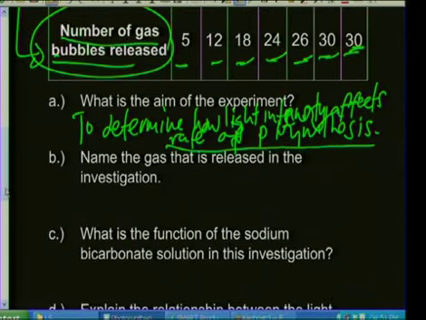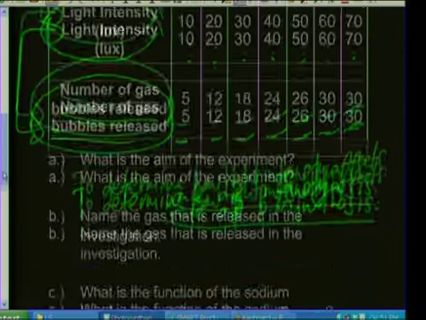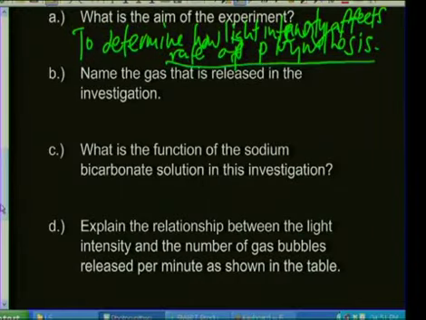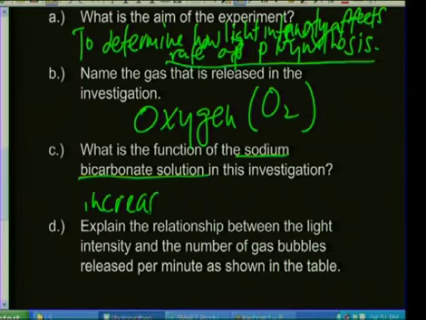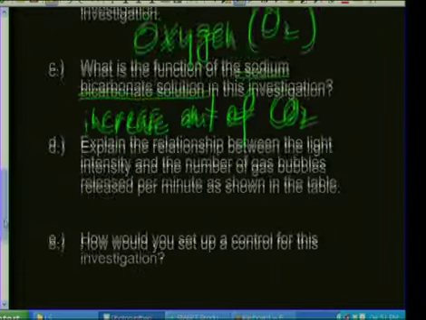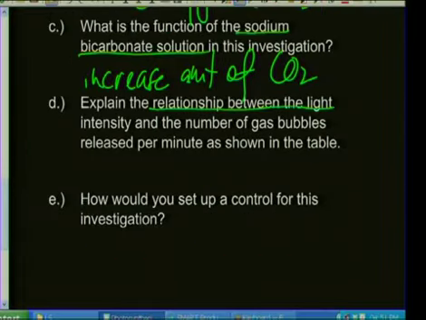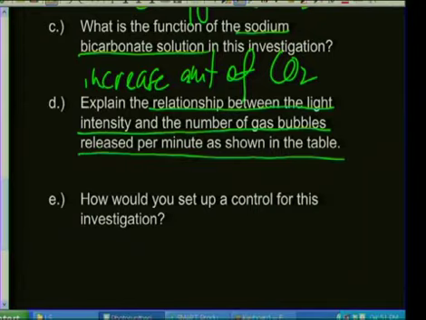Name the gas that is released in the investigation. If you know your photosynthesis, there's only one gas that's released, and that is oxygen. What is the function of the sodium bicarbonate solution? To increase the amount of carbon dioxide. Explain the relationship between light intensity and the number of gas bubbles as shown.